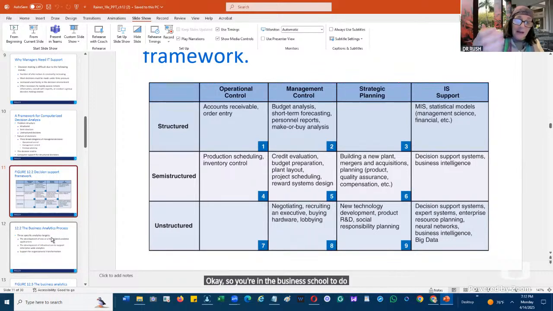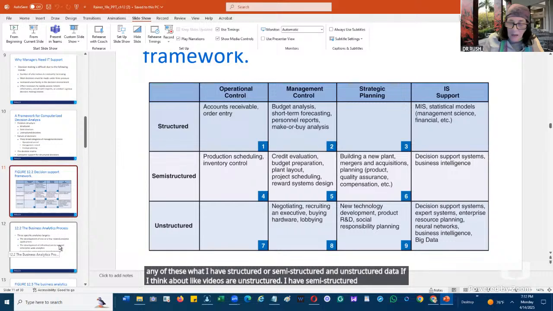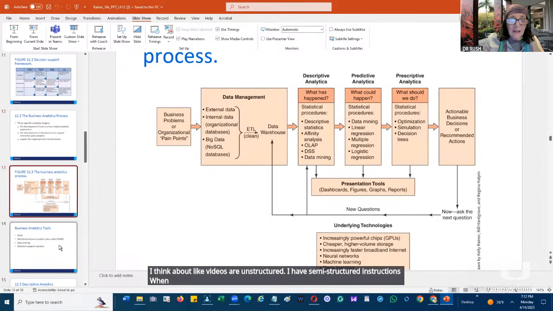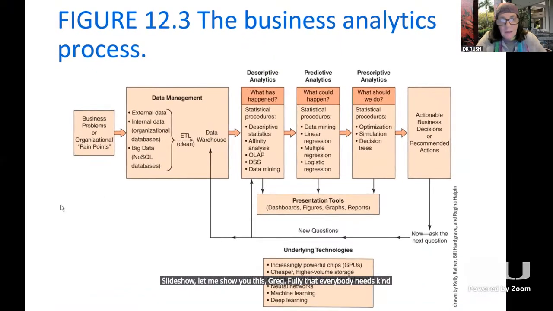And when you think about any of these, I have structured, semi-structured, and unstructured data. If I think about videos, they are unstructured. I have semi-structured and structured. When I'm dealing with any of this is the key. Let me look at this slideshow. Let me show you this, Greg, fully, that everybody needs to make sense of.